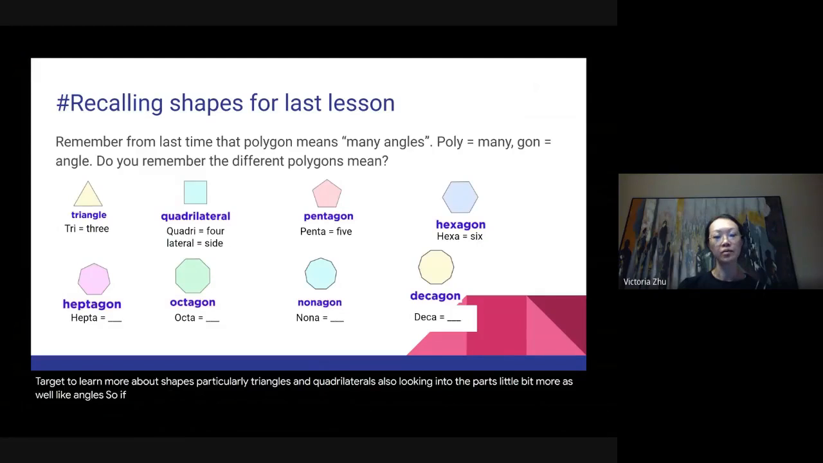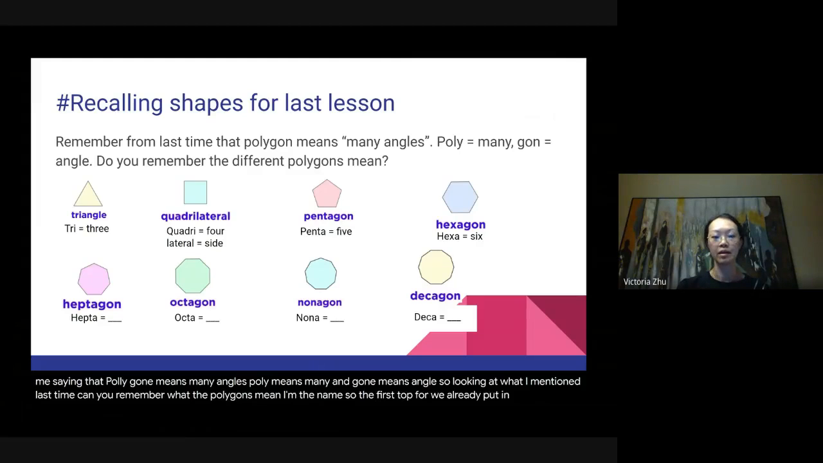So if you recall from last time, we had different types of polygons, and you might remember me saying that polygon means many angles, poly means many, and gon means angle. So looking at what I mentioned last time, can you remember what the polygons mean from the name? So the first top four we already put in.